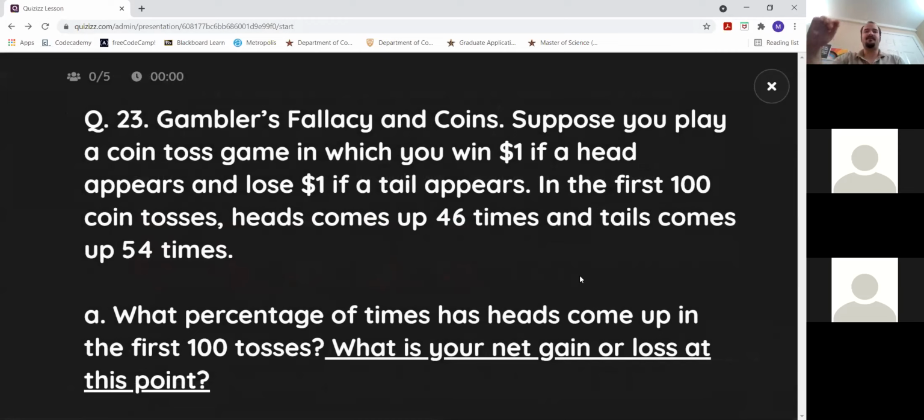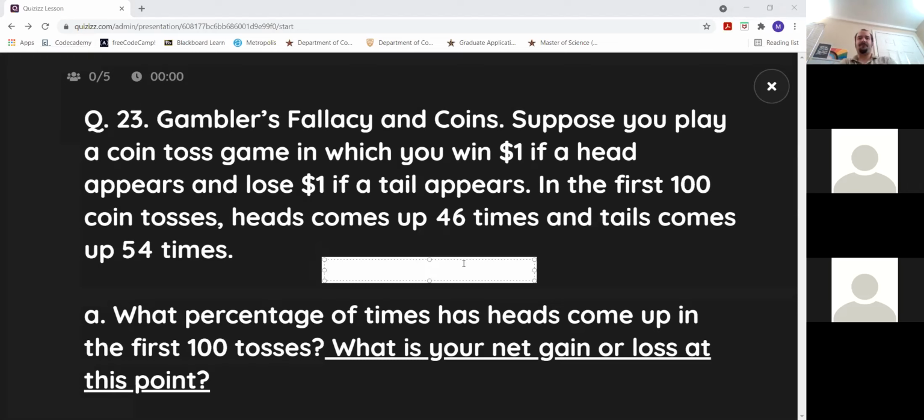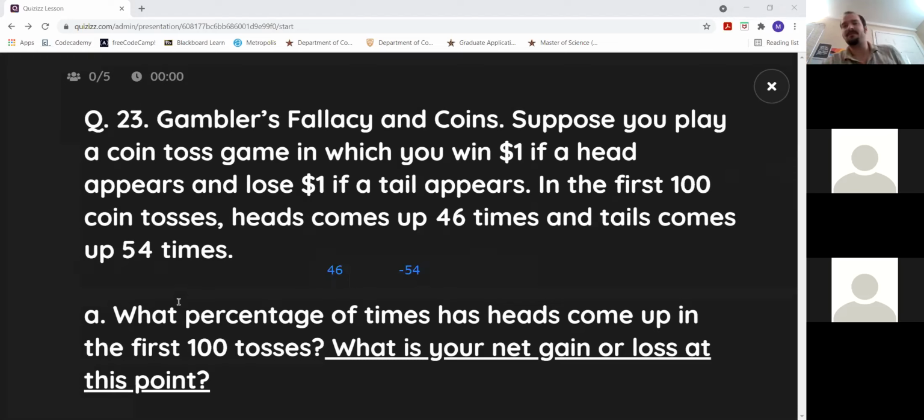What is your net gain or loss at this point? So here, you could probably figure out expected value for one game and multiply it by 100. That seems like a lot of work, and I wouldn't do that. If you got heads 46 times and you win $1 for each heads, I believe you won $46. And if you lose $1 each time tails comes up, I believe you lost $54. I think the easier way is just to think about how much you won and lost.